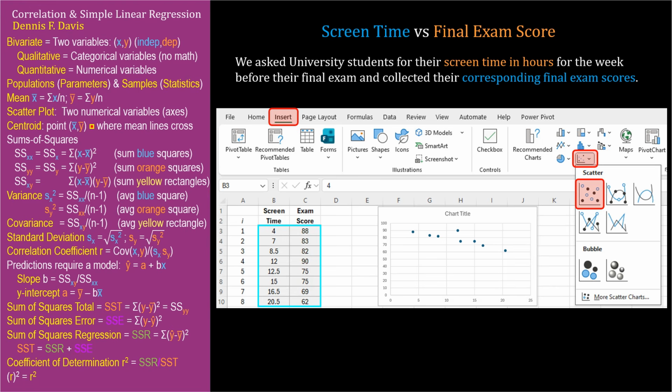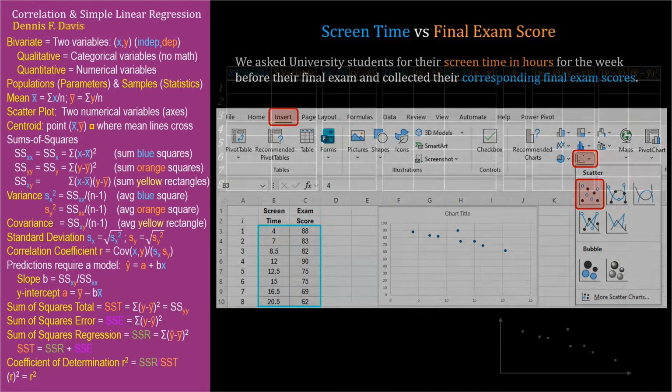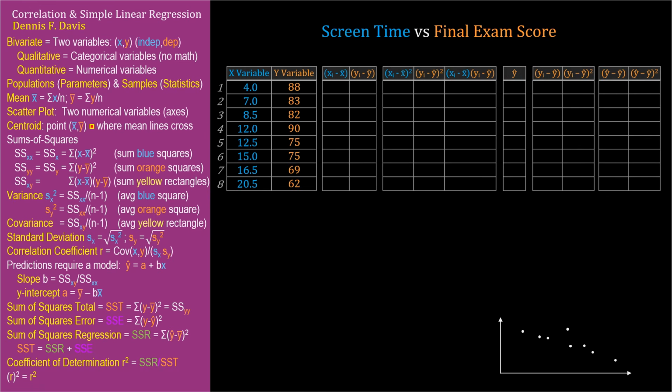Our data set looks like a good candidate for a linear model, so we'll proceed. I'll transcribe the x and y values in our data set. We'll add them up and divide by 8 since there are 8 observations. To get the means, x bar is 12 hours and y bar is 78 points. These correspond to the coordinates of the centroid of our data set. For every statistic, I'm going to state the units of measure even if I don't display them in this chart. The x unit is screen time in hours. The y unit is exam score points.